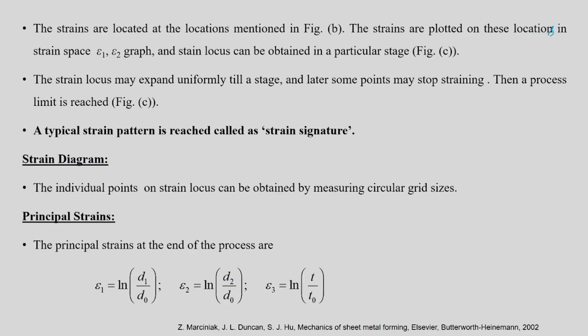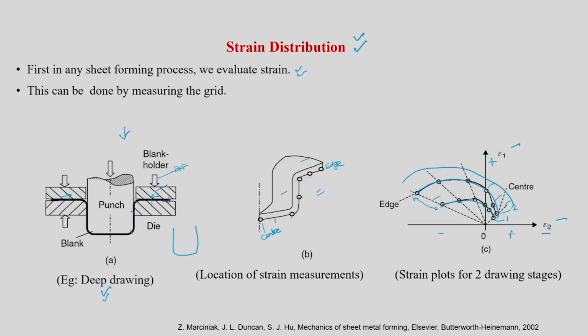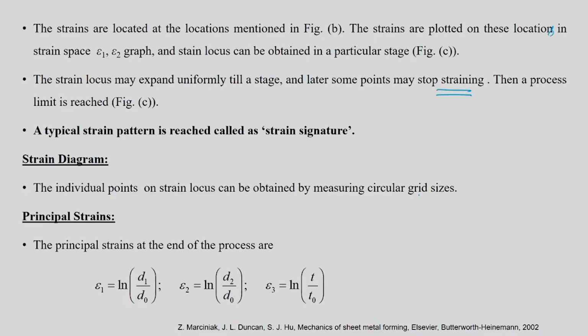The strain locus may expand uniformly till a stage, and later some points may stop straining. Then a process limit is reached. That is what I gave an example. Probably this region will stop straining if you further deform it, because the strain gradients are very low here, but here you will see that there is significant deformation going on in these locations. So this typical strain pattern is called as a strain signature. This strain signature can be obtained for different processes at different stages, and there are certain advantages of that.